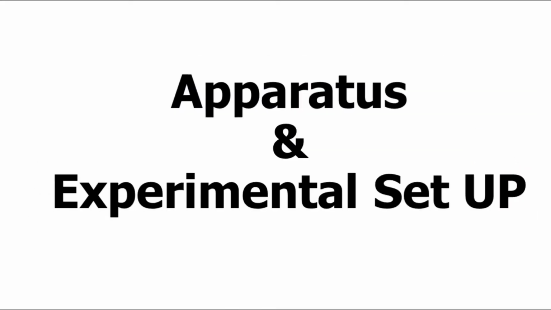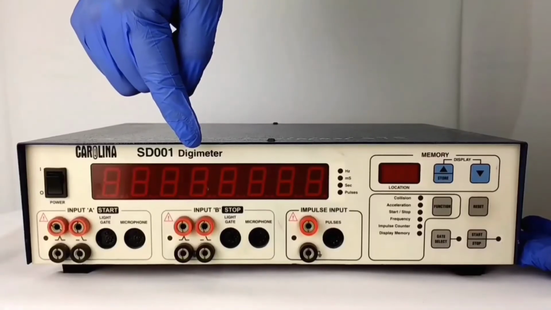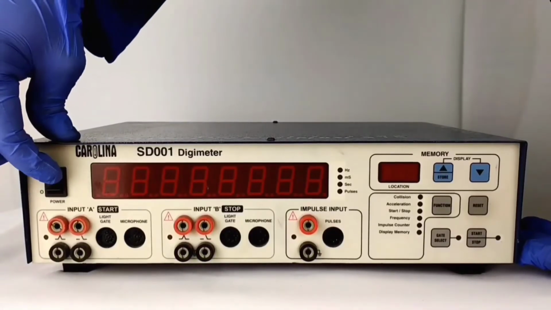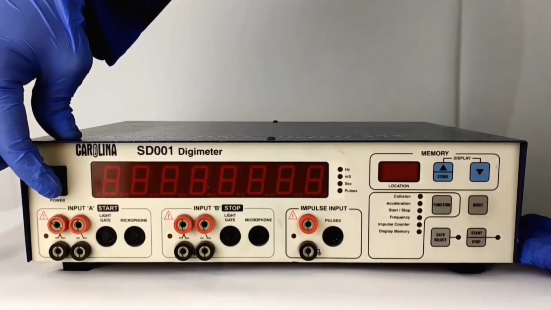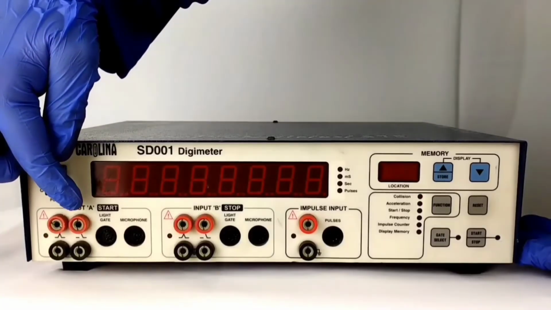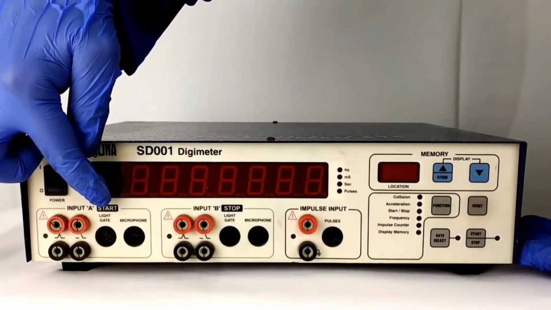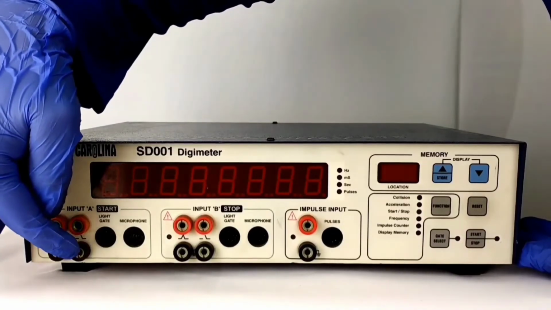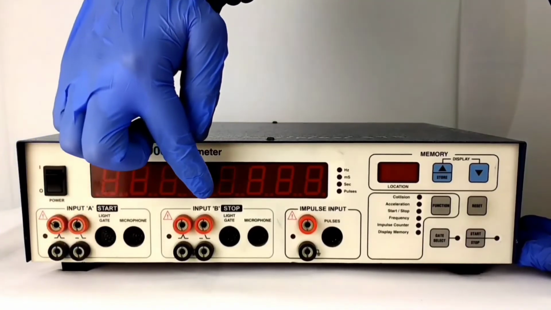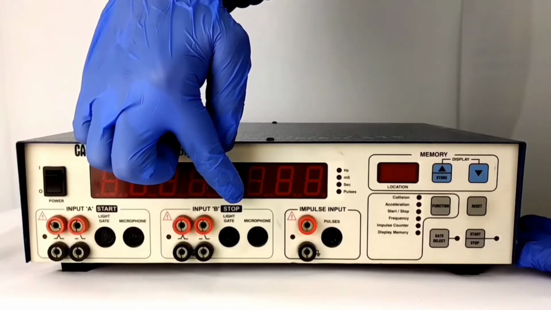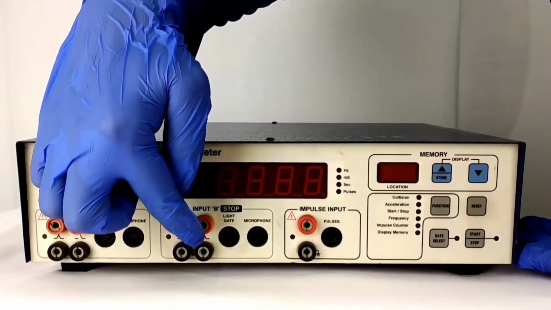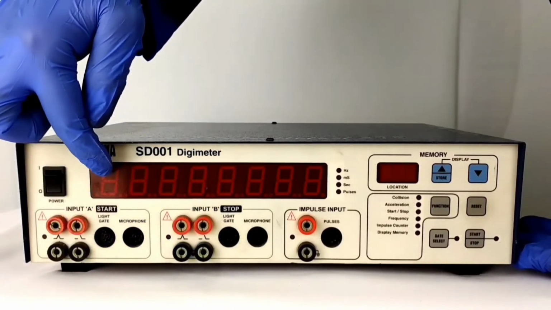Let's go to the apparatus and setup. We are going to use digimeter as the timer to record the falling time. This is the power button. The timer has an input A as a start trigger. We are going to use these two input jack. And then we have input B. Input B is the stop trigger. We are going to use these two input jacks.